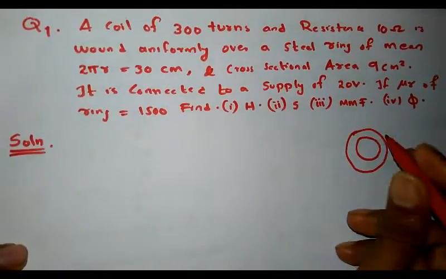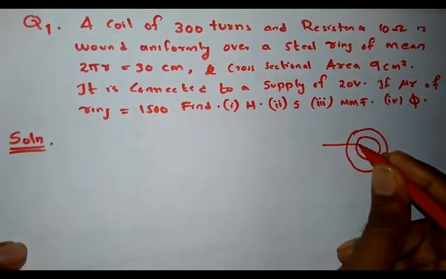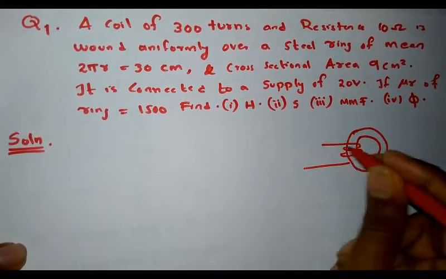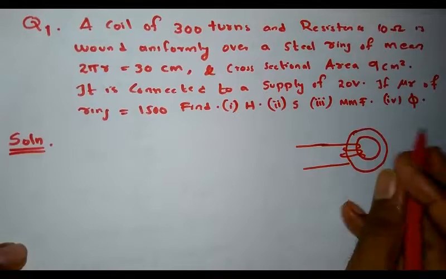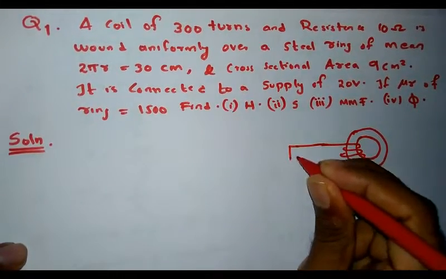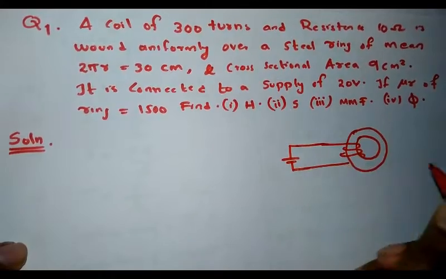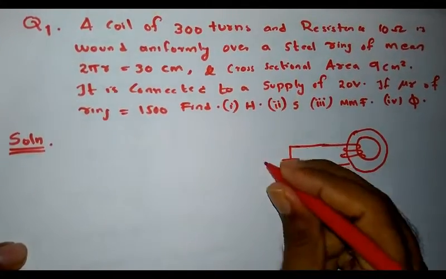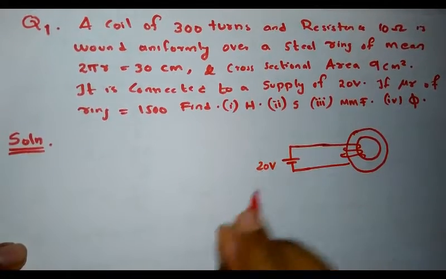and a coil is wound over it. It consists of around 300 turns. This is my coil. And it is connected to a supply of 20 volt, maybe alternating.